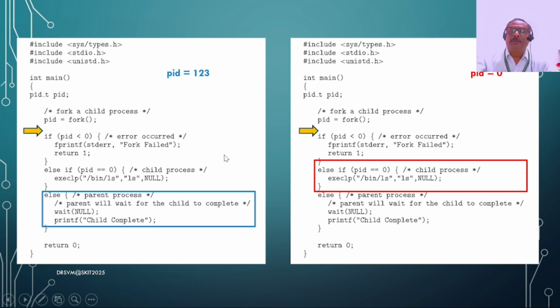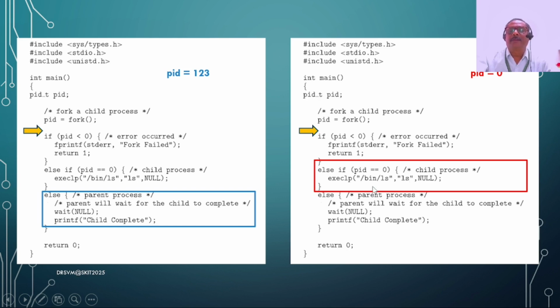In this case we have two sets of codes, two sets of variables. Here we have one variable PID, here also we have one variable PID. The value of PID in this set is 1, 2, 3. The value of PID in this case is 0 because it is the child process created by this instruction. Therefore after this line the PID here is 0. Therefore it is not negative, so it moves here. It is 0, therefore it enters into this one and executes this one.